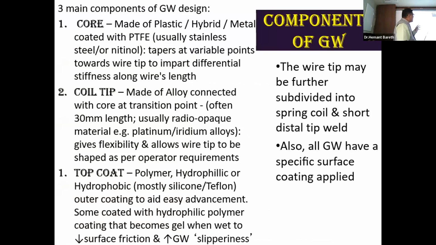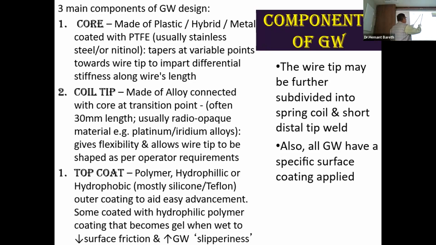Okay. Now coming to the components of guide wire, as I already told you, there are basically three components. One is the core. This is, let us say, the core. And the other is the coil tip, which is from here. And then the third thing is the top coat, which coats everything. So the core is normally made of stainless steel, sometimes nitinol, but it can also be of different materials, plastic, even hybrid, like the run-through wire, which is an alloy, basically a hybrid, and a PTFE core can also be there.